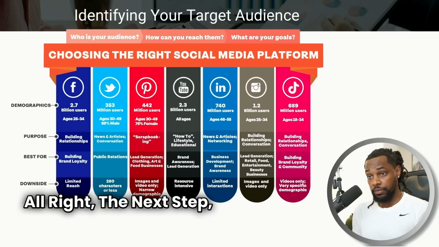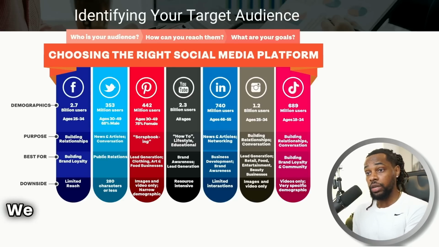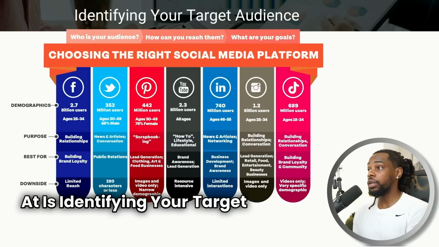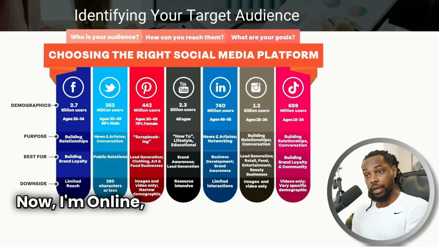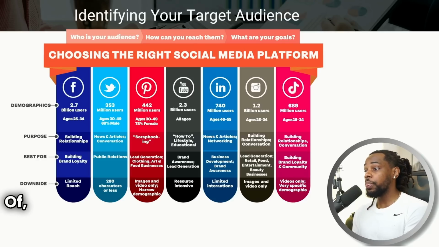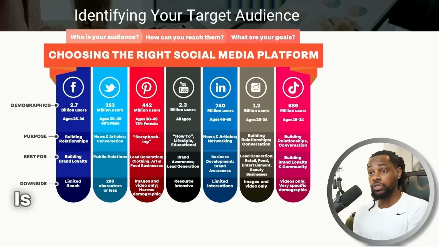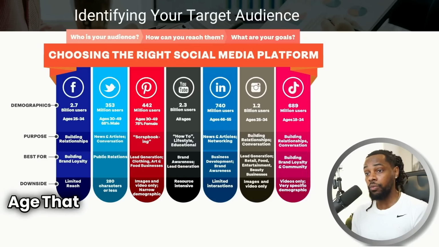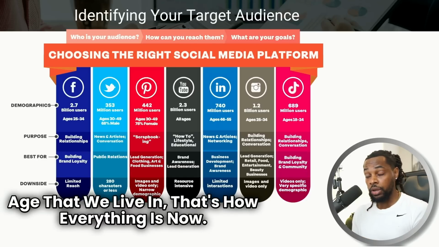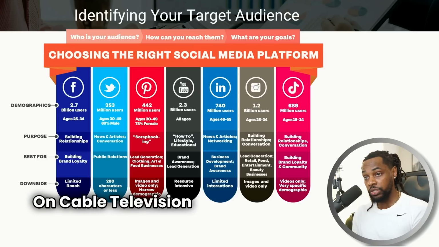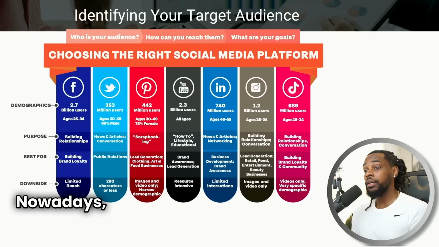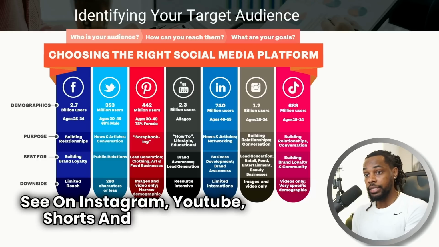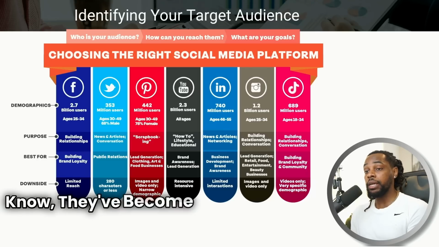All right, the next step, we covered the offer. We covered our target market. The next step that we're looking at is identifying your target audience. Now, I'm online, so of course, the type of advertising that I'm doing is going to be on social platforms. And, let's be honest, in the day and age that we live in, that's how everything is now. We used to watch commercials on cable television with advertisements. Nowadays, those short vertical videos that you see on Instagram, YouTube Shorts, and TikTok, they've become the new commercial.